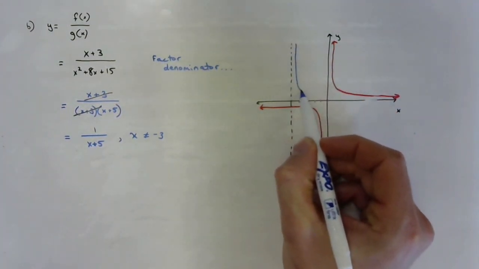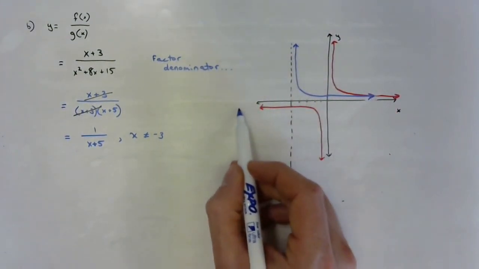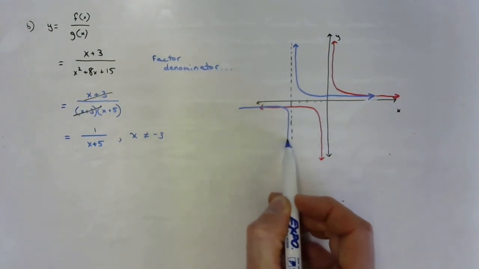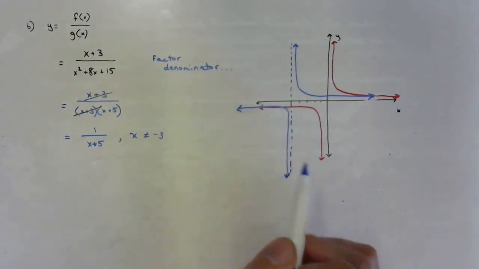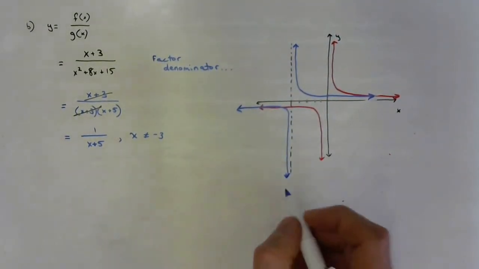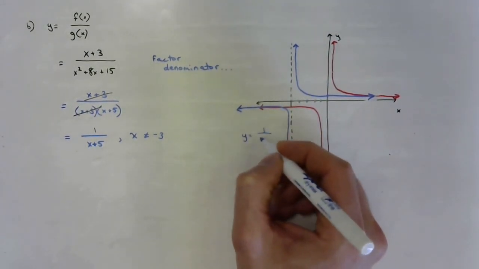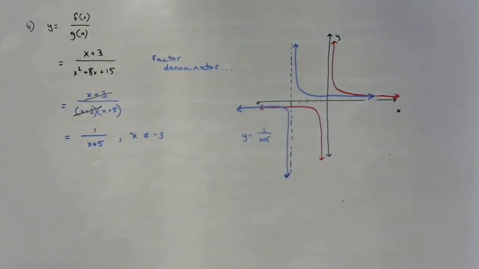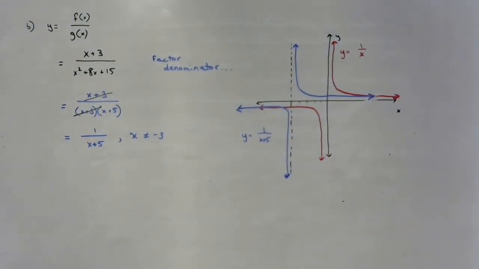exact same shape, but it's going to be hugging that new asymptote, extending to -infinity and +infinity. And we can name our graphs here while we're here. Y equals 1 over x plus 5. And our red graph was y equals 1 over x.